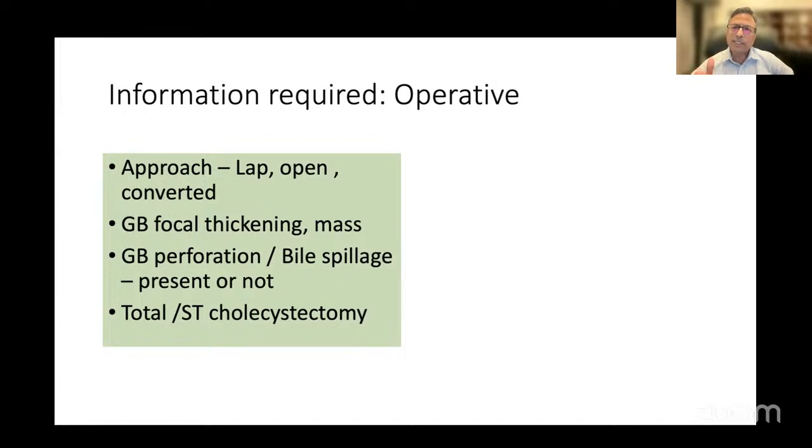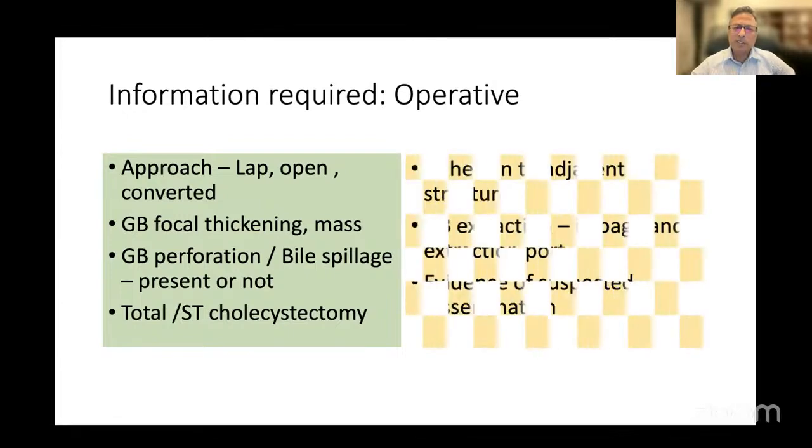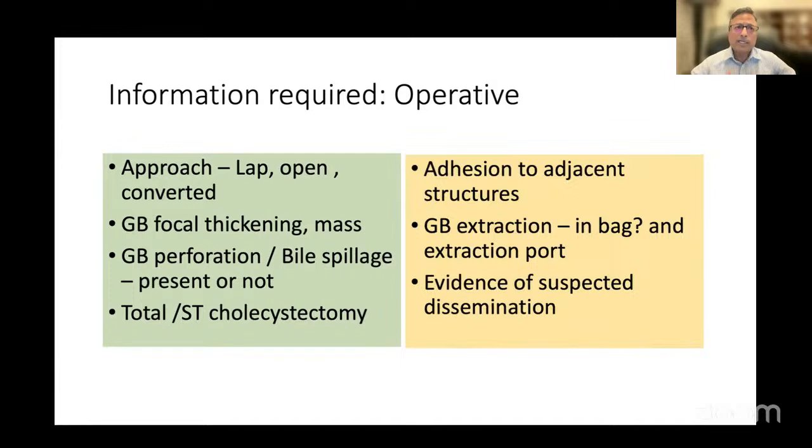Was there bile spillage? I think that's a very important point because 40 to 60% of cholecystectomies have bile spill. And if it is present, it needs to be mentioned clearly. Also, whether there is a complete cholecystectomy or a subtotal cholecystectomy, that needs to be mentioned. Where it has been extracted and whether it has been extracted in a bag or extracted through the port, just like that, because it is still a practice in many centers to remove the gallbladder without a bag.